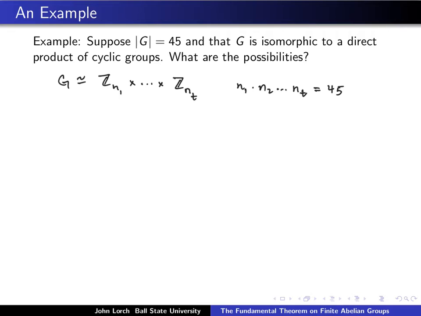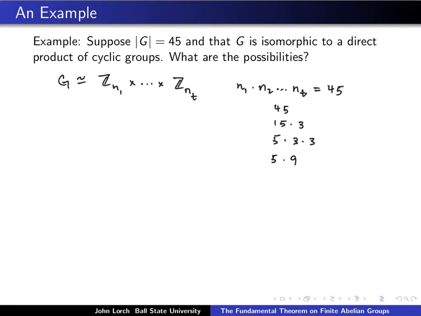And so maybe the first thing we should think about is how to factor 45 into a product. So we could just have 45 on its own. Or we could write 45 as 15 times 3. Or we could write it as 5 times 3 times 3. Or we could write it as 5 times 9. So those, up to the order of the factors, are the factorizations of 45.